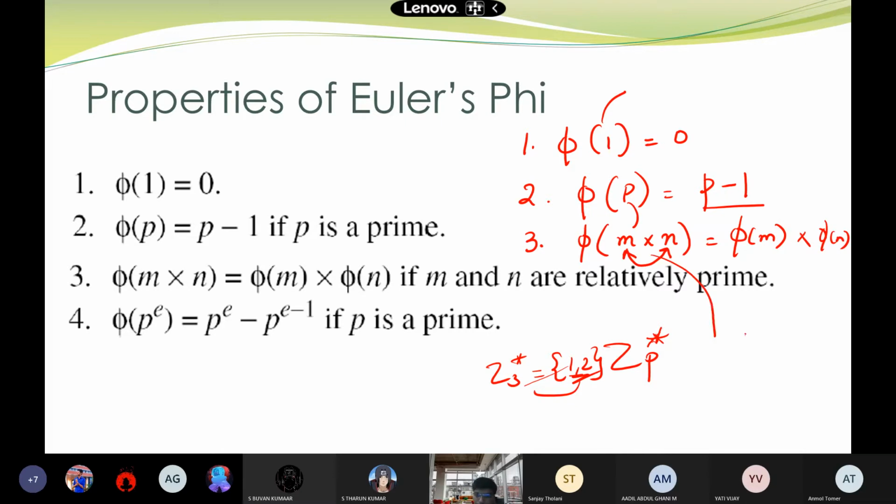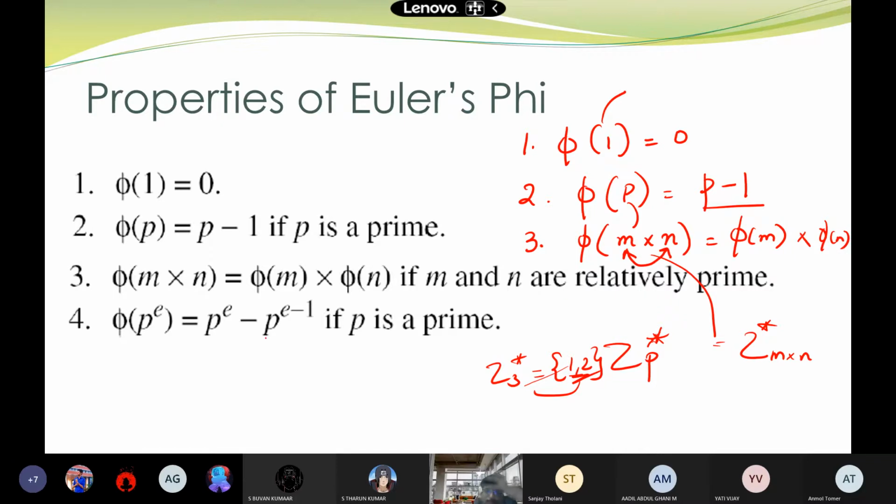So what I'm trying to say here is, I have a set which is (m cross n) star. I want to find the number of elements such that it's less than or equal to m cross n. I could do that provided m and n are relatively prime. This is the third property, so I want you to note this down. This is very important for the RSA that we will use. The third property is of Euler's phi.